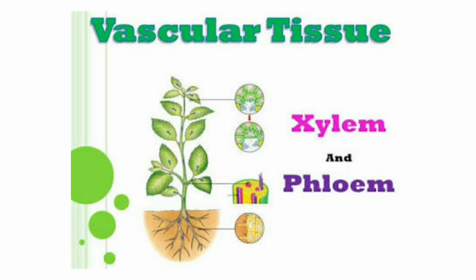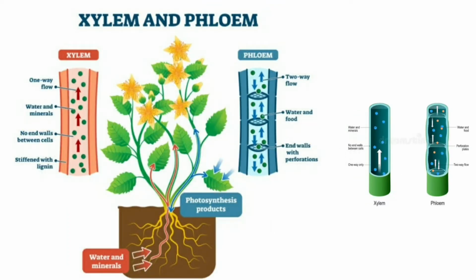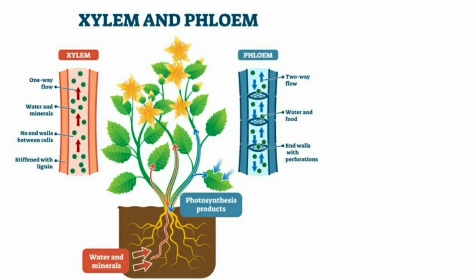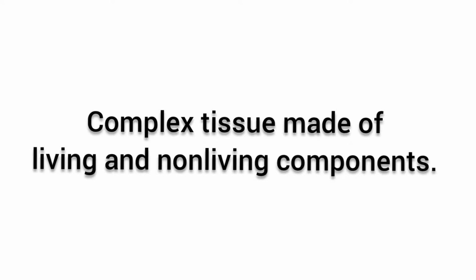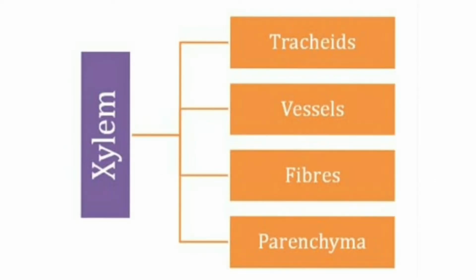Higher plants have a well-developed vascular system. It is composed of xylem and phloem. Both xylem and phloem extend from the tip of the roots to the tip of the leaves. So what is xylem and what is its function? Xylem is a complex tissue. It consists of both living and non-living cells. The four types of cells in xylem are the xylem vessels, tracheids, xylem fibers and xylem parenchyma.